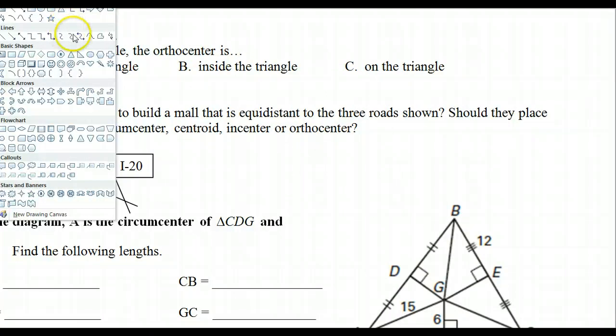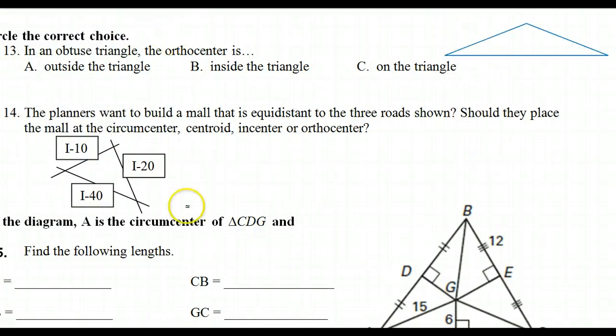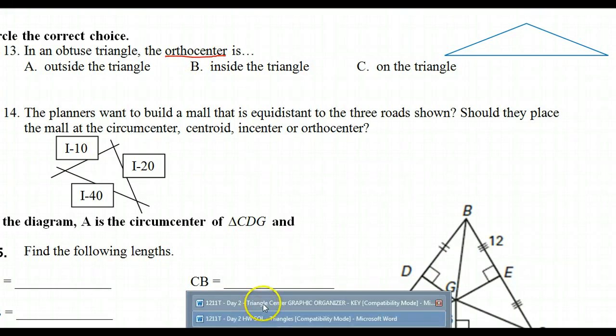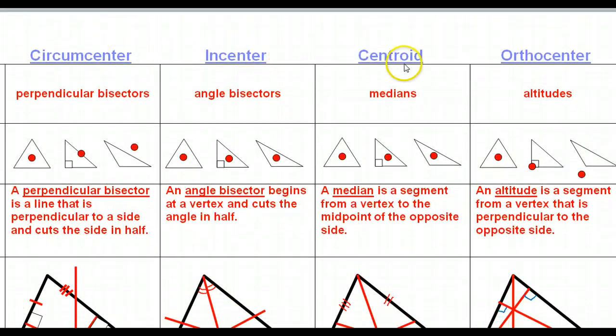Let's draw an obtuse triangle. Okay, I guess I gotta do it kind of from scratch. So here's an obtuse triangle. An obtuse triangle has an angle that's larger than 90 degrees. They mentioned the word orthocenter. I could have picked any of these four triangle centers. I could have just as easily said circumcenter or incenter or centroid. So whatever you see me do now, make sure that you could do it with any of these.